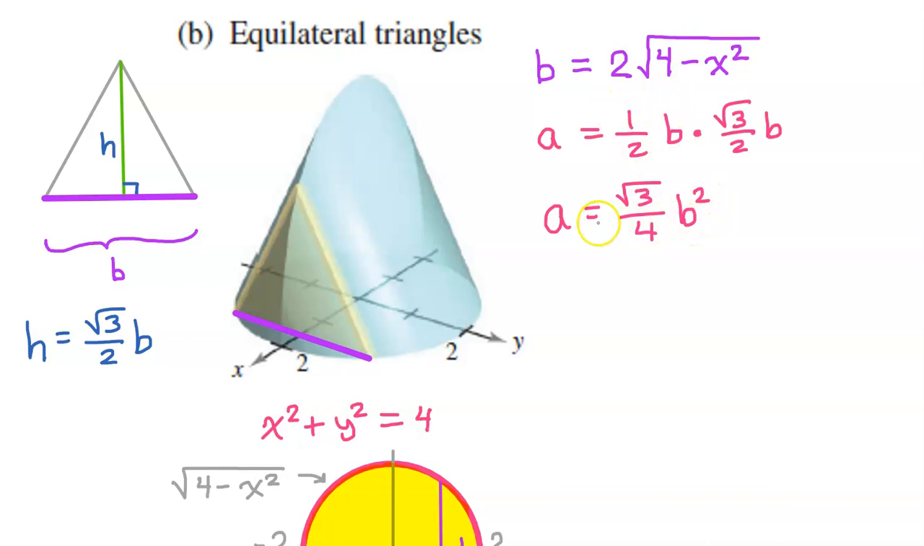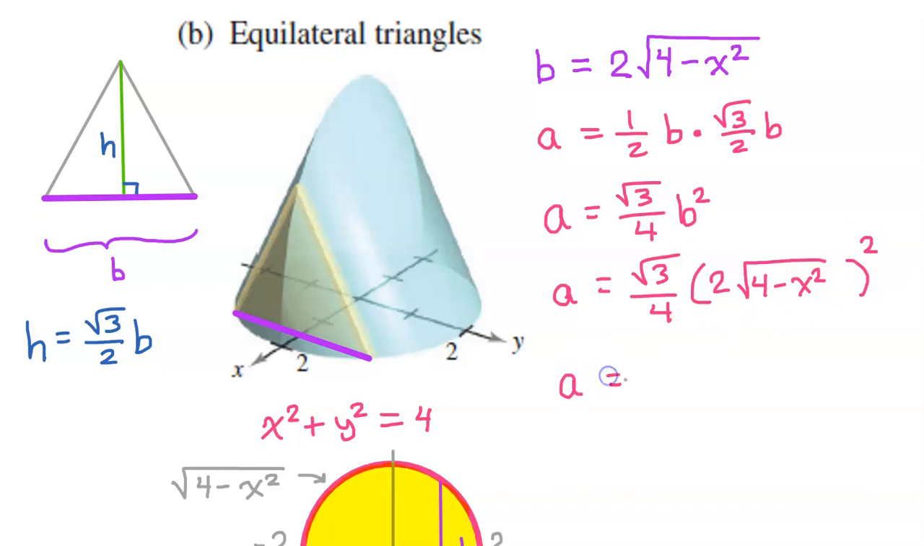We have a equals the square root of 3 over 4 b squared, but we have this purple expression for b. Let's go ahead and substitute that in. So the area will be the square root of 3 over 4, and then b squared is going to be 2 times the square root of 4 minus x squared. Okay, that's our b. And now this is b squared.